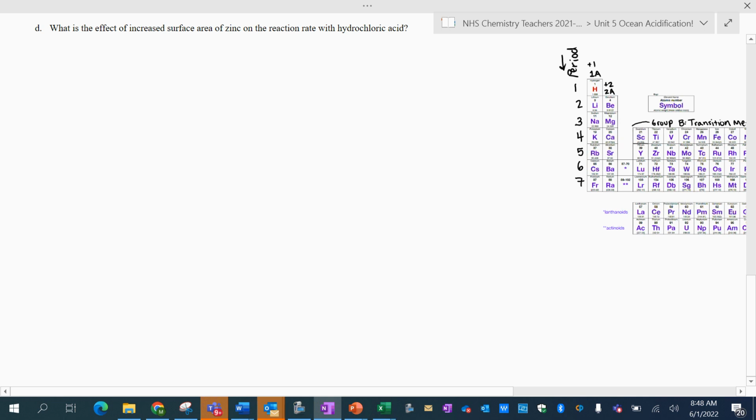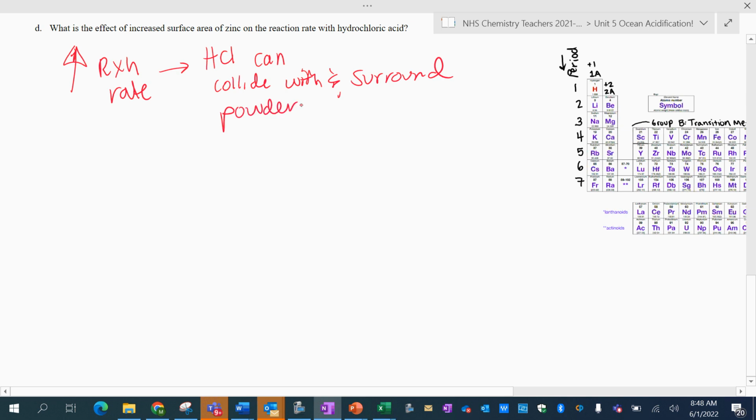And last, what is the effect of increased surface area of zinc on the reaction rate? I would expect an increased surface area to speed up the reaction rate. So the powdered zinc would react more quickly with the hydrochloric acid because the HCl can collide with and surround the powdered zinc much better than the lumpy zinc. So the reaction will happen faster.